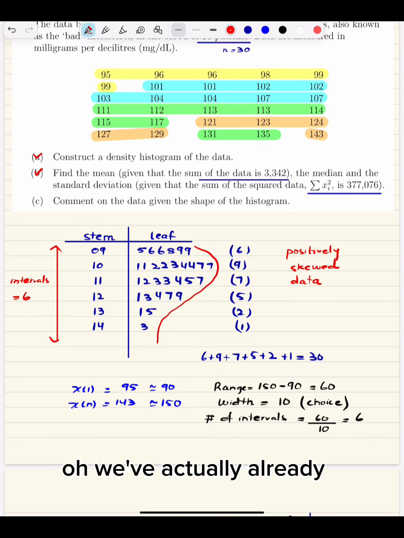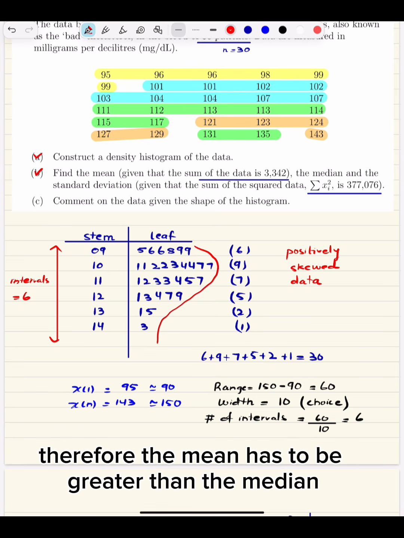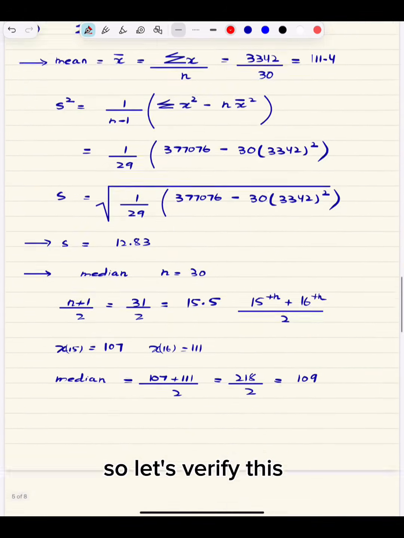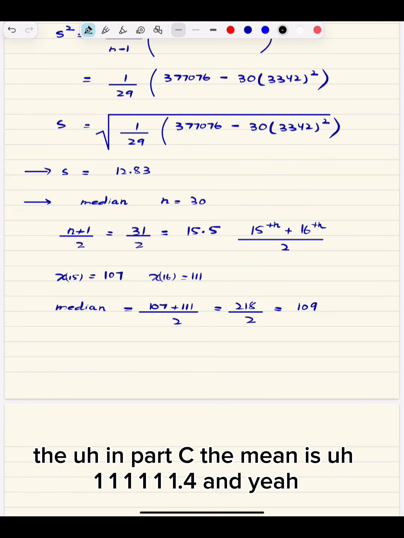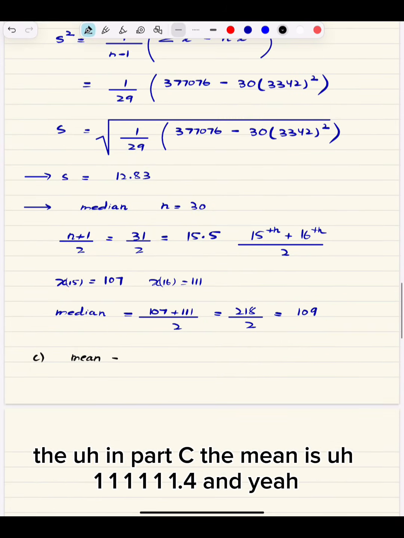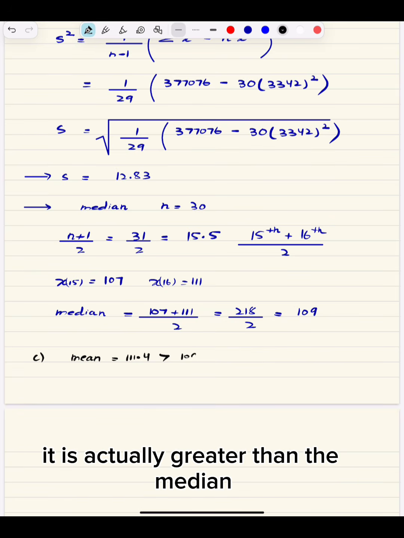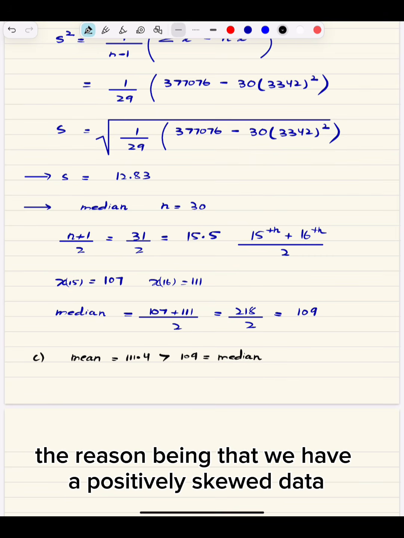Okay. The last part before I end this session is comment on the data given the shape of the histogram. Oh, we've actually already told you guys that it is positively skewed. Therefore, the mean has to be greater than the median. So let's verify this. In part C, the mean is 111.4, and yeah, it is actually greater than the median. So yeah, the reason being that we have positively skewed data.